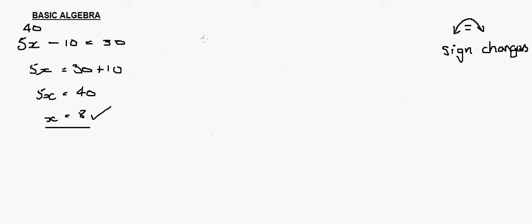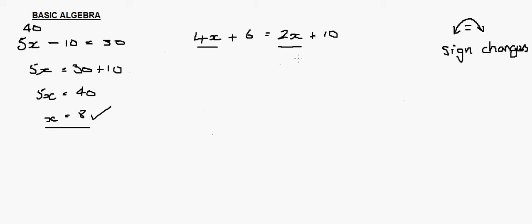So let's say we have 4x plus 6 equals 2x plus 10. Okay, and I can hear you groaning. So we have two lots of x's. We have a 4x and we have a 2x.